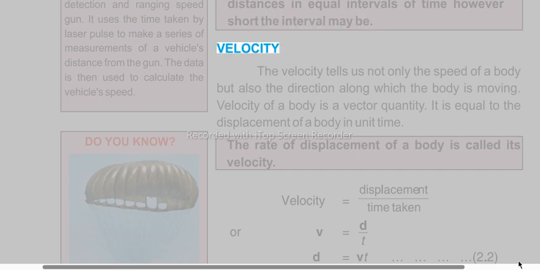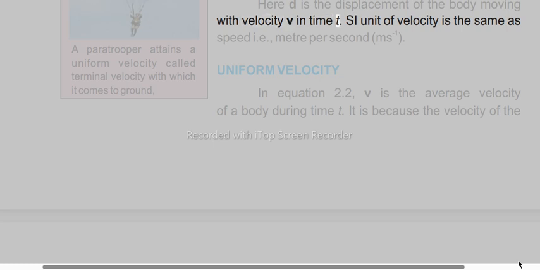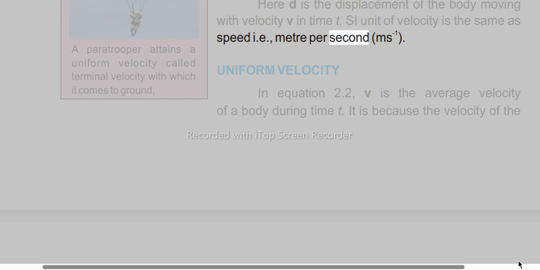Velocity. The velocity tells us not only the speed of a body but also the direction along which the body is moving. Velocity of a body is a vector quantity. It is equal to the displacement of a body in unit time. The rate of displacement of a body is called its velocity. Here d is the displacement of the body moving with velocity v in time t. SI unit of velocity is the same as speed, i.e., meter per second, m/s.